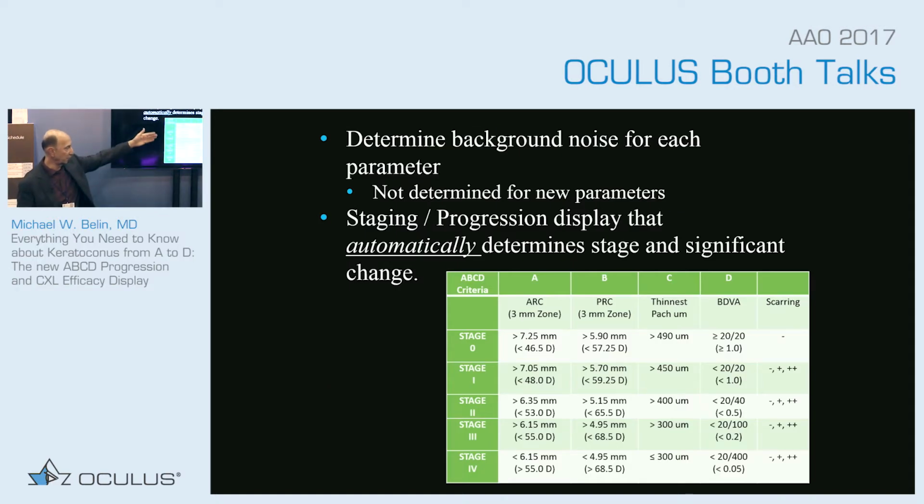So again, we've already showed you what the ABCD is, and what we needed to then do is determine the background noise of the measurement. In other words, I think you all understand that if you get on a scale and you weigh 180, and you get on the scale again, you weigh 182, and weigh again at 179, there's a noise of 3. So if you get on and you're 185, you've gained weight. So we needed to know what the noise measurements were of each parameter.